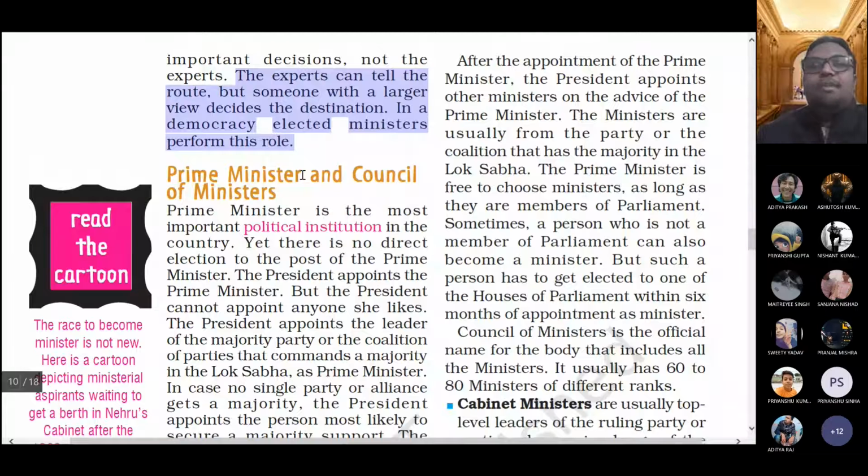Suppose there is a political leader who has been in politics for 40 years or 30 years. He has seen the changes in the country, he understands the people better. So that person has a bigger view, larger view of the situation. And that is the role which elected ministers perform.